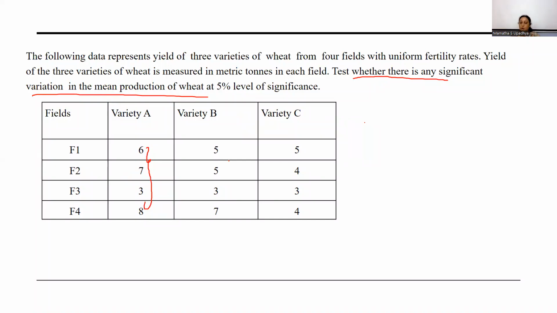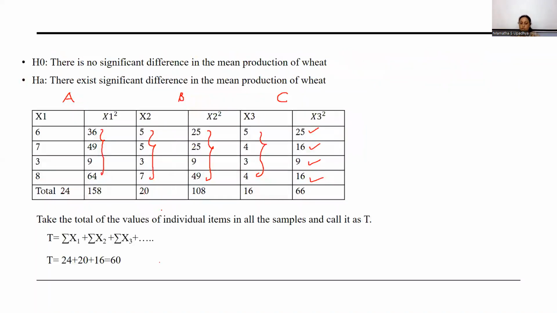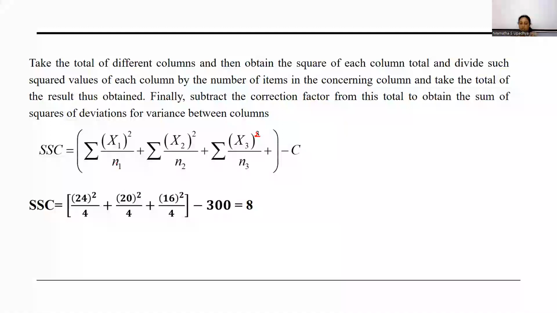So similarly, in this problem, since we have taken equal samples in all the fields as 4, 4, 4, in all the data we need to substitute 4, 4 and 4. So after calculating, we get the sum of squares among the columns as equal to 8.